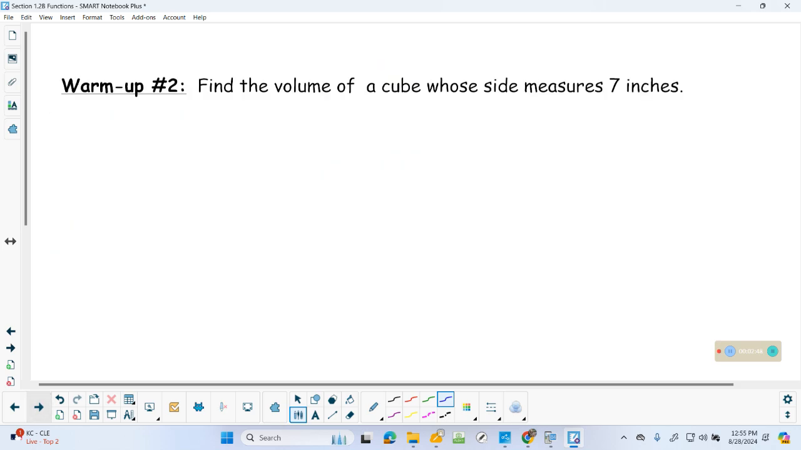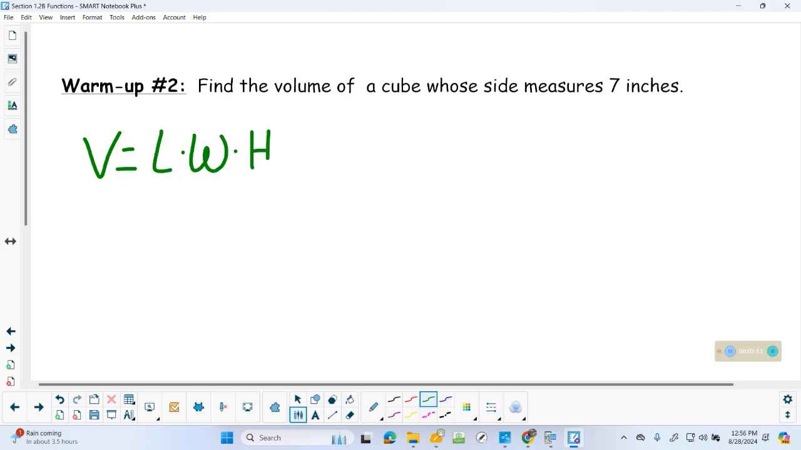Now here's a throwback to geometry. Now this comes into play in one of our application problems today. Find the volume of the cube with the side that measures 7 inches. Ooh, geometry. What is the formula for volume of a cube? Length times width times height. There we go.